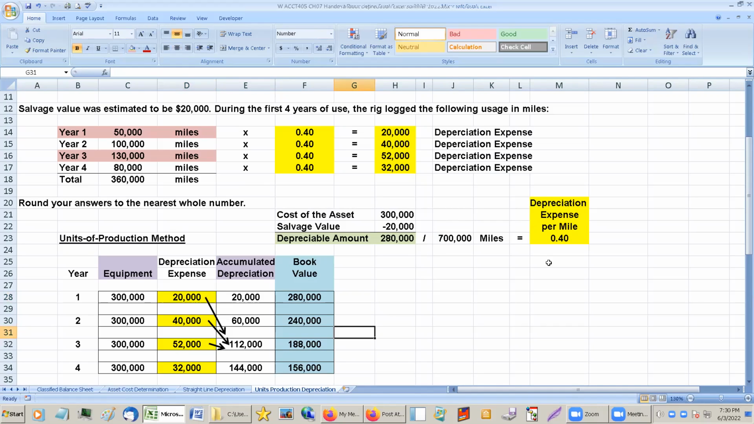This way, by the way, is the way that the IRS does it. The IRS will allow you a certain amount per mile for depreciation.